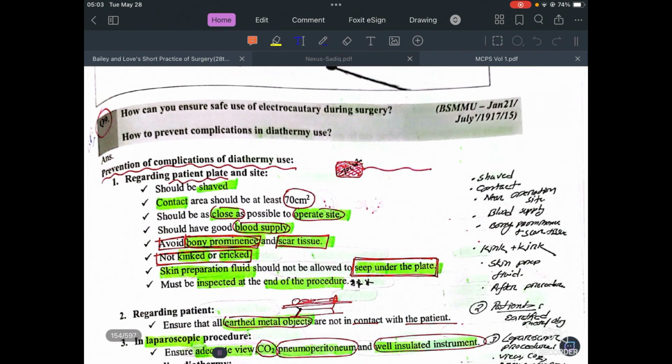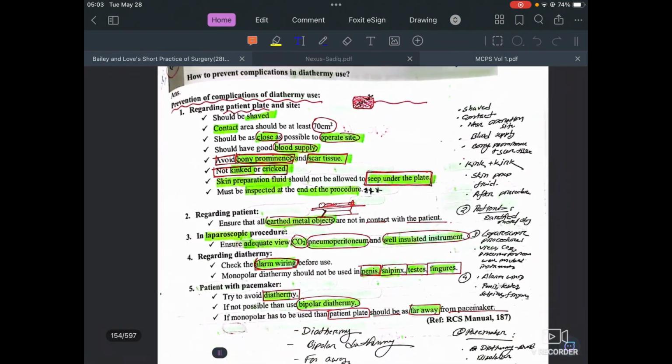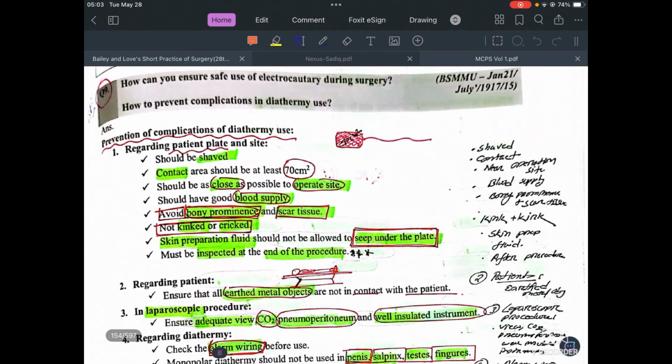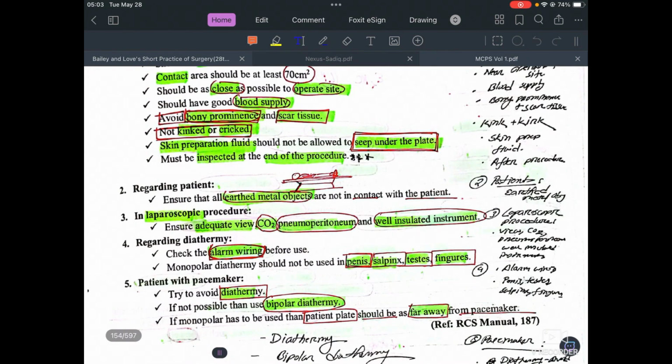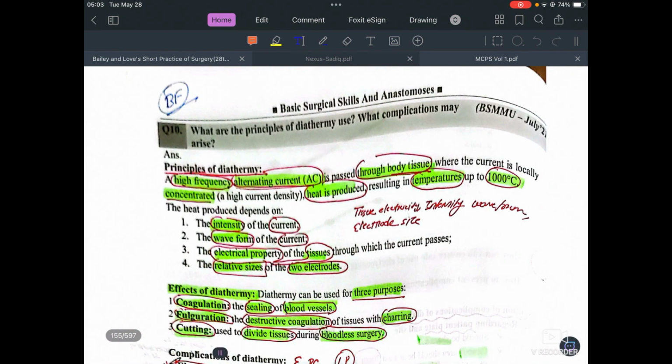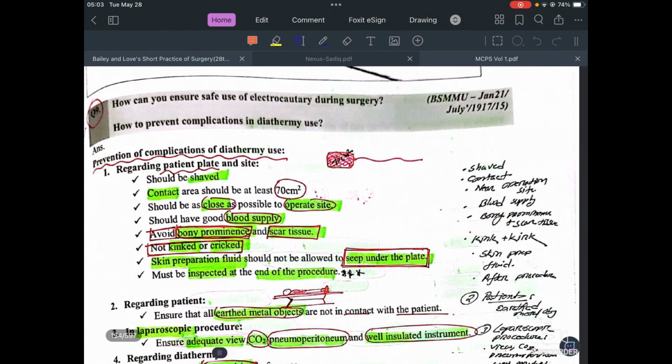So for prevention of the complications of diathermy use, there are some broad headlines. At first regarding the patient plate and site, second regarding the patient, third in laparoscopic procedure, fourth regarding diathermy, fifth patient with pacemaker. So these five are the broad headlines. Now come to the point. Plate and site: the plate should be shaped, and the contact area should be at least 70 centimeter square.